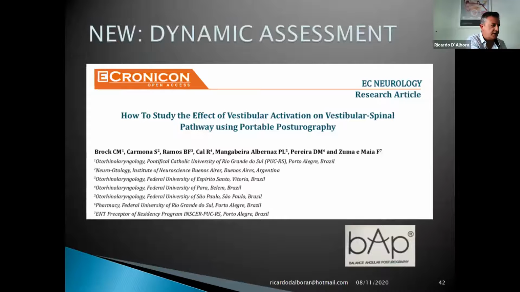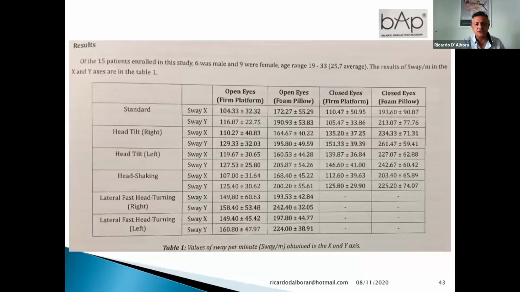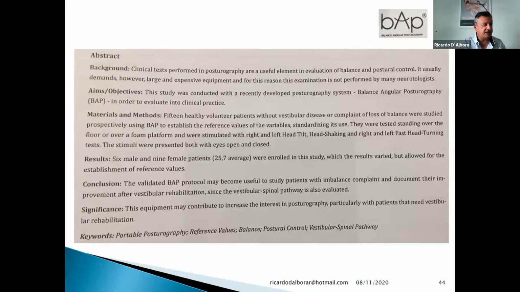In this slide, we can see a recent paper that assesses the vestibulospinal function with the device. The different situations of the study: head tilt, right and left, head shaking, and lateral fast head turning to the right and to the left. Finally, this showed the great plasticity of this device to study various functions of vestibular, visual, and proprioceptive systems.